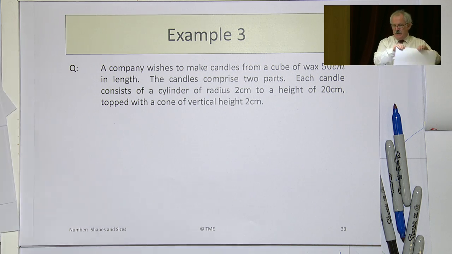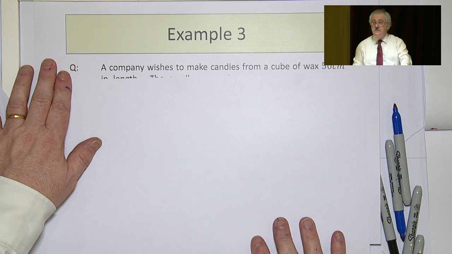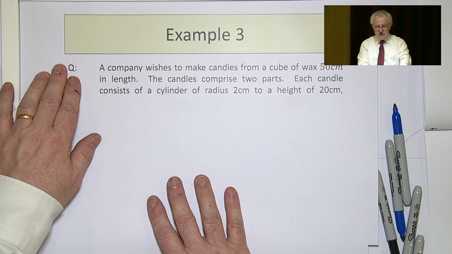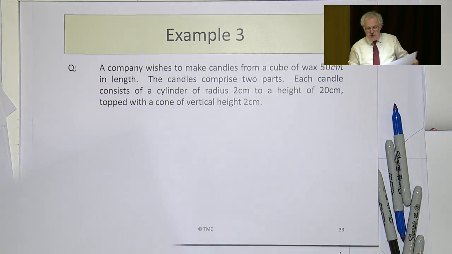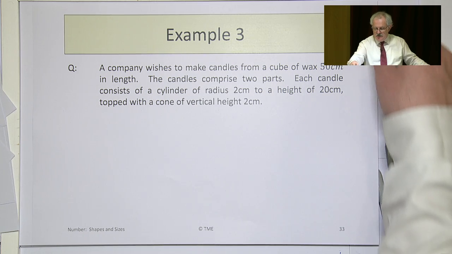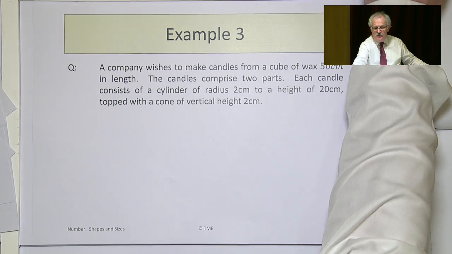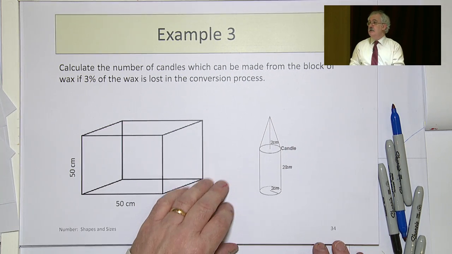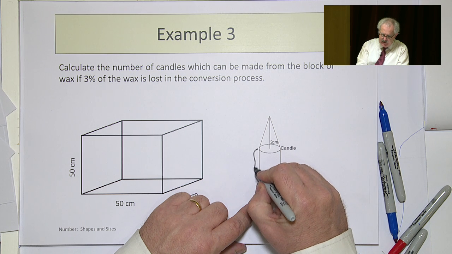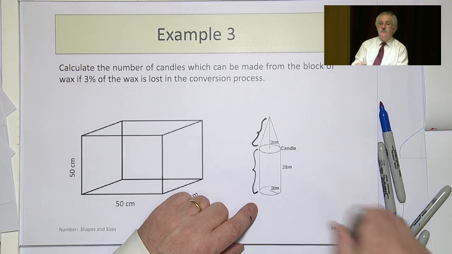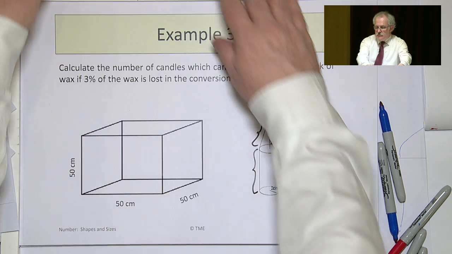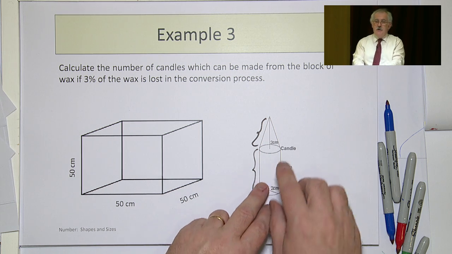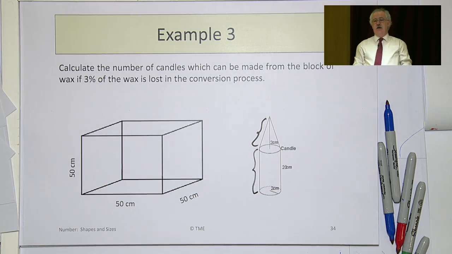A company wishes to make candles from a cube of wax 50 centimeters in length. The candles comprise two parts. Each candle consists of a cylinder of radius 2 and a height of 20 centimeters, topped with a cone on the top. So I've drawn a picture of the candle, and I've imagined it like a cylinder with a cone on the top. And they're small. What I'm trying to do is, how many of those can you make out of that?